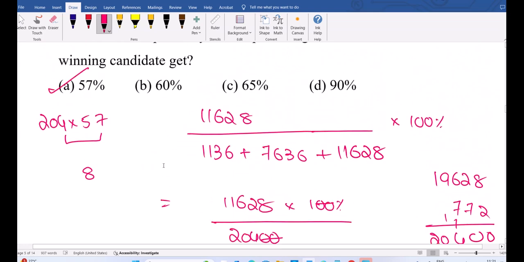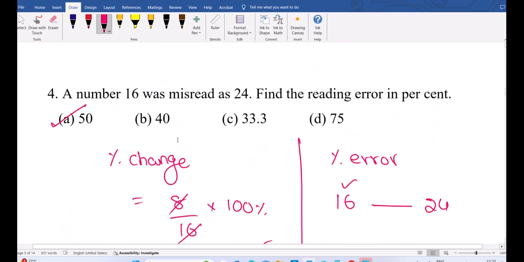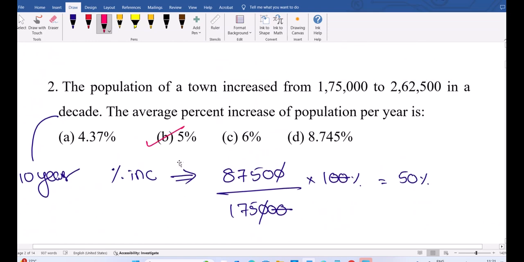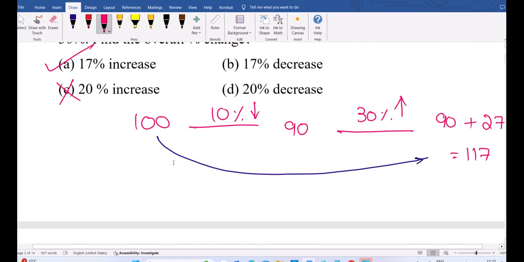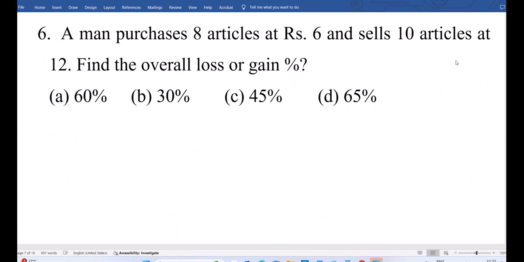So percentages, certain questions. This is regarding voters concept, some basic question. And percentage change, fractions related, percentage increase or overall change, right? If you want to solve these type of questions, the basic thing required is quantity must be same.